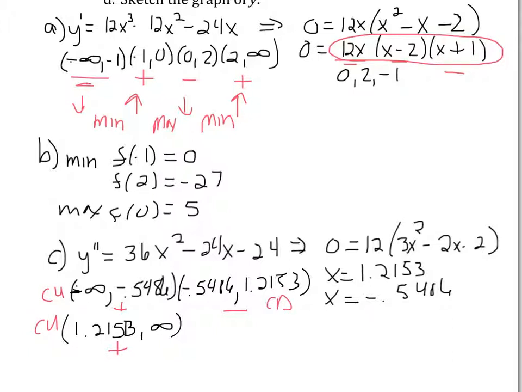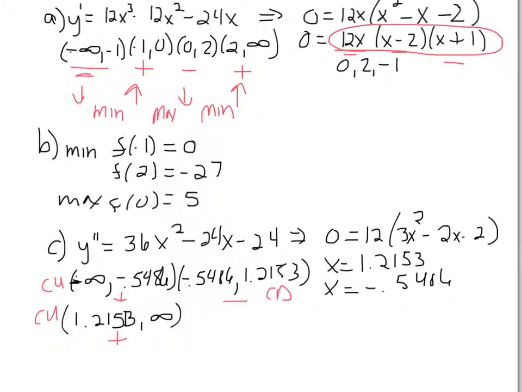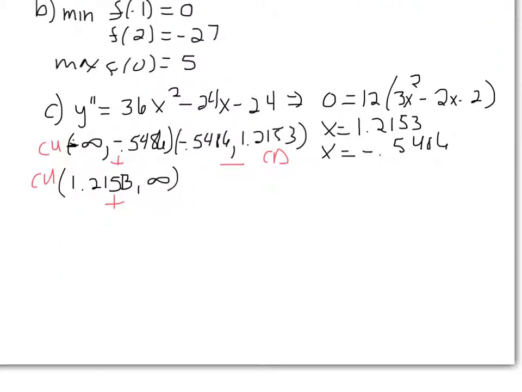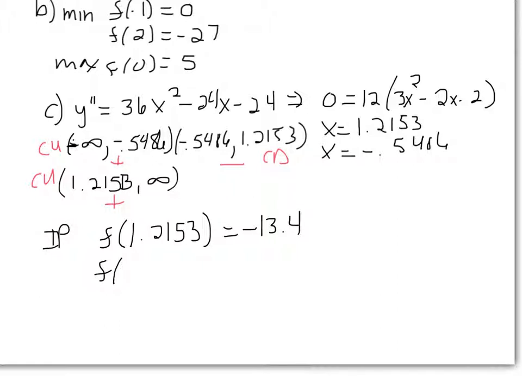And so now if I need to find the inflection points, well, the inflection points are obvious from this because it's where I changed from one to the other. So the inflection points are going to be f of 1.2153, and that's about negative 13.4, and f of negative 0.5486, and that's about 2.3.